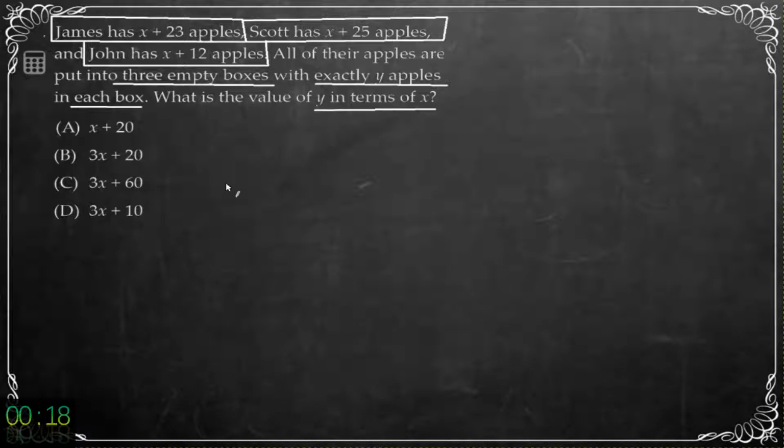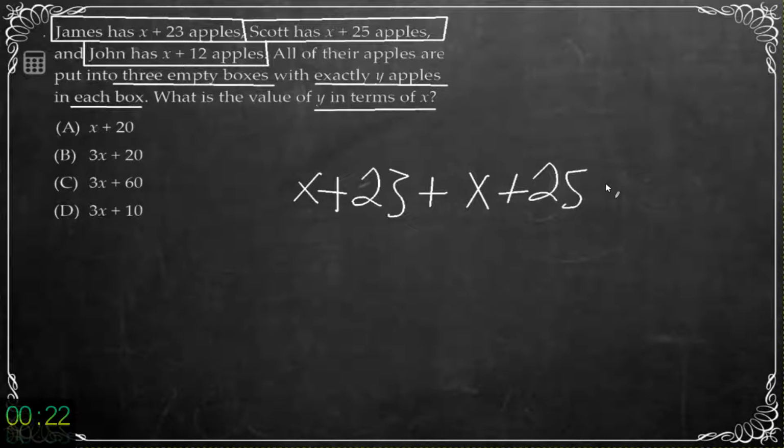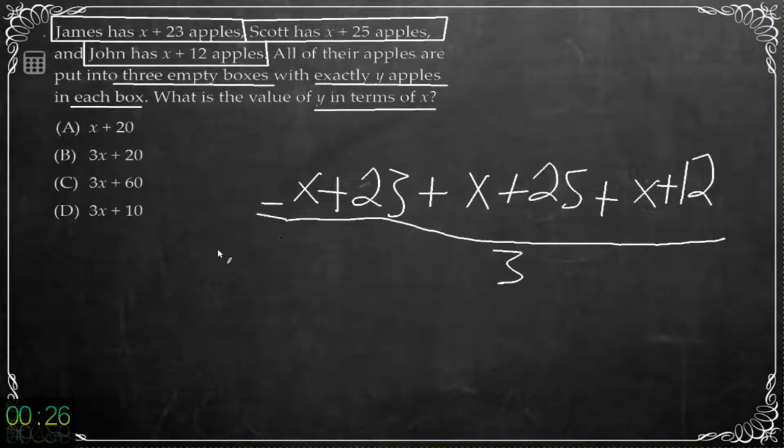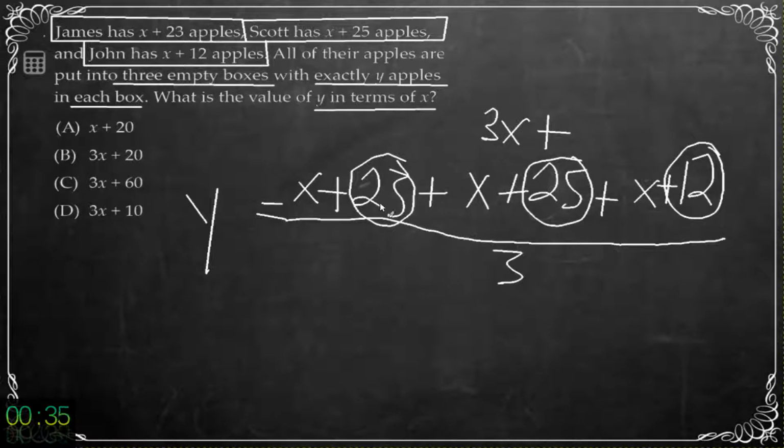Alright, I'm going to go ahead and add all of the apples owned by James, Scott, and John, divide them by 3 people, and set them equal to y. And once I've simplified this down a little bit, looks like I'm going to have a numerator with 3x plus 60, divide by 3 to get y equals x plus 20.